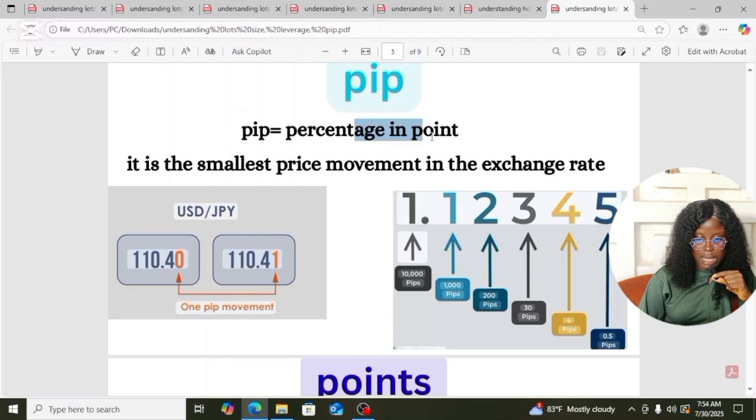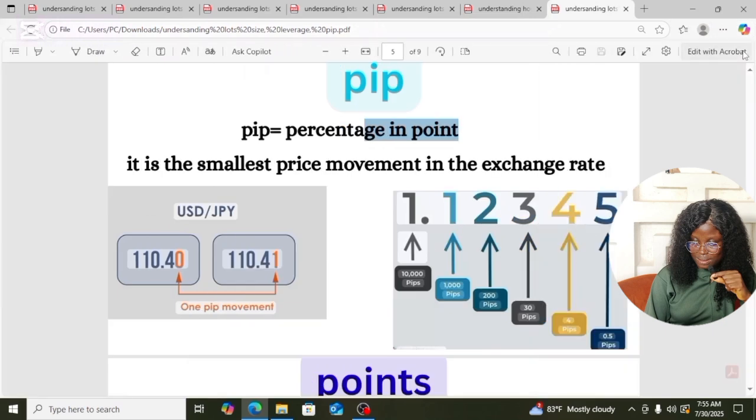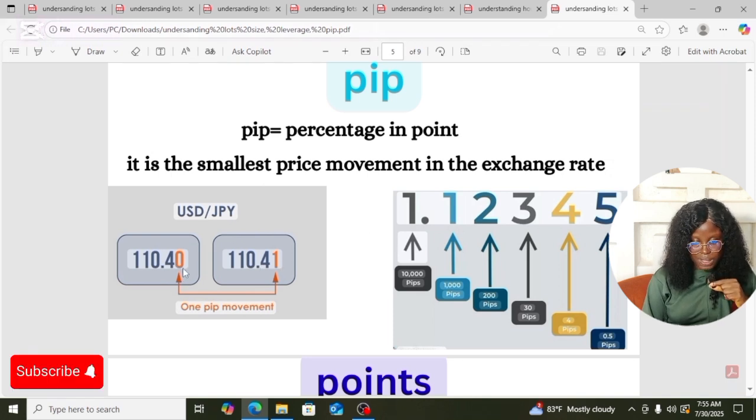And the meaning of pips is what? Percentage in points. So it is the smallest price movement in exchange rate or in markets. You understand? So this is what we mean by rates. So that's a pip movement. The difference between the ask price and the bid price gives you pips. I told you already. Understand?